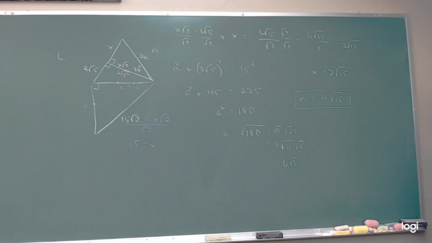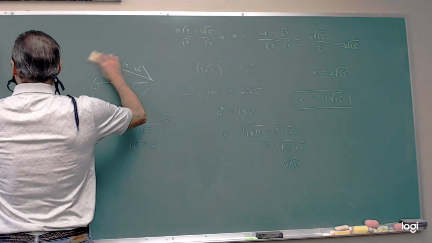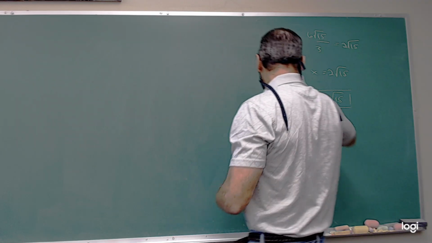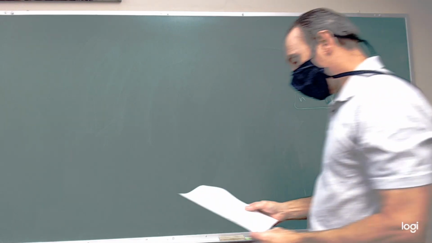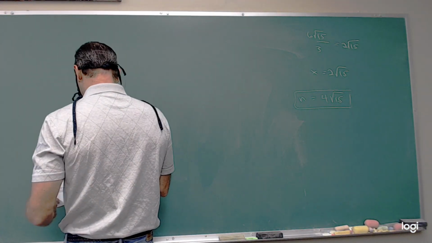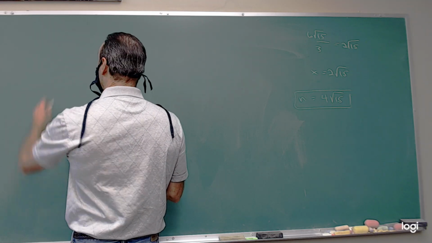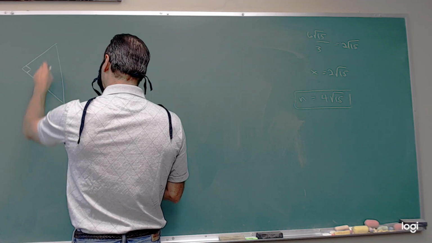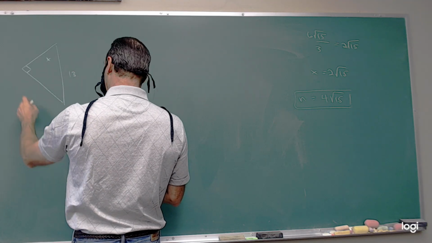Good question. Anything else? Can we do number 7? 7. So let's see what 7 has in store for us. So find the measure of the missing angle and write our answer as a decimal to the nearest tenth. So here we have a right triangle. Here's our angle that we're looking for. This is 13 and this is 6.